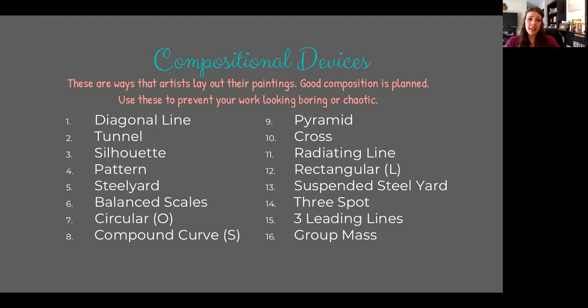The first one is diagonal line. The second one is tunnel. The third one is silhouette. The fourth one is pattern. The fifth one is steelyard. The sixth one is balanced scales. The seventh one is circular. The eighth one is compound curve. The ninth one is pyramid. The 10th one is cross.